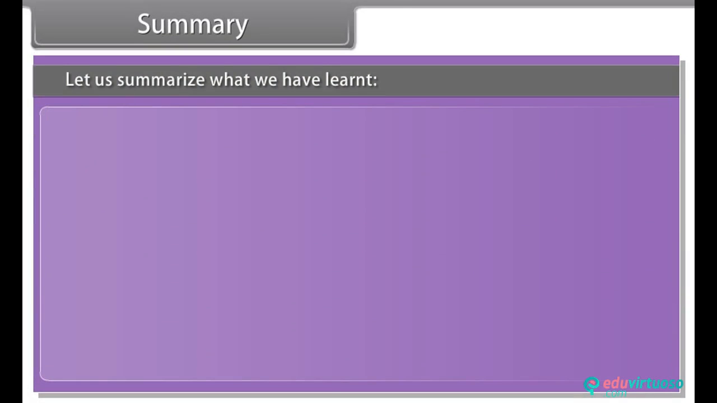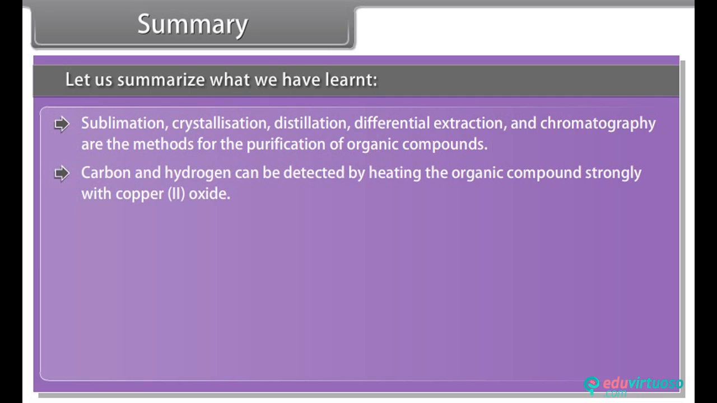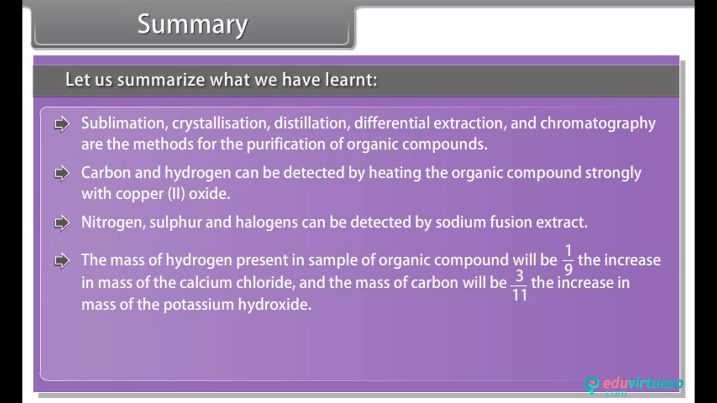Summary. Let us summarize what we have learnt. Sublimation, crystallization, distillation, differential extraction, and chromatography are the methods for the purification of organic compounds. Carbon and hydrogen can be detected by heating the organic compound strongly with copper-2 oxide. Nitrogen, sulfur, and halogens can be detected by sodium fusion extract. The mass of hydrogen present in a sample of organic compound will be 1/9 of the increase in the mass of calcium chloride, and the mass of carbon will be 3/11 of the increase in mass of the potassium hydroxide.